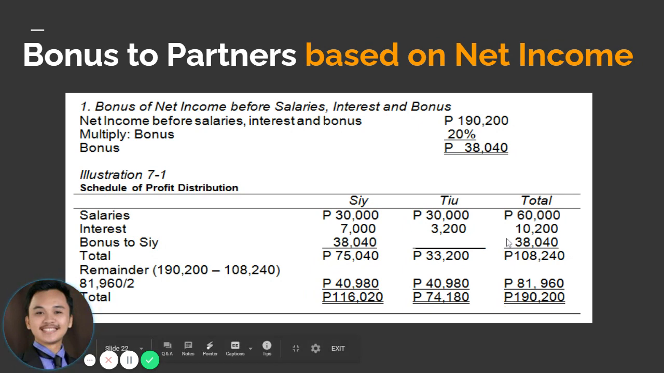So from the total net income of 190,200, 116,020 will go to C and 74,180 will go to Chu. So again, basta bonus before salaries, interest, and bonus, you just simply multiply it by 20% or the bonus rate directly.